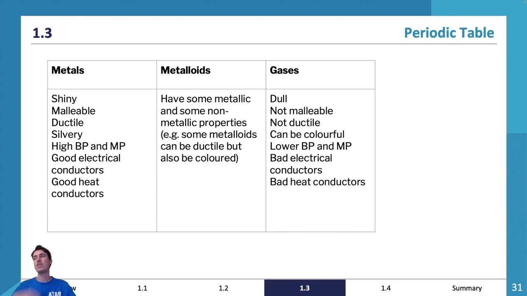Gases, these are essentially dull. They're not malleable, they're not ductile, they can be colorful. They usually have a really low boiling point and melting point, that's why they exist as gases. But if you did cool them down to a really, really cold temperature, far enough down that you ended up with a solid, you'd find that they're not good electrical conductors, they're bad heat conductors, they're not ductile. You'd find they don't have any of those properties.